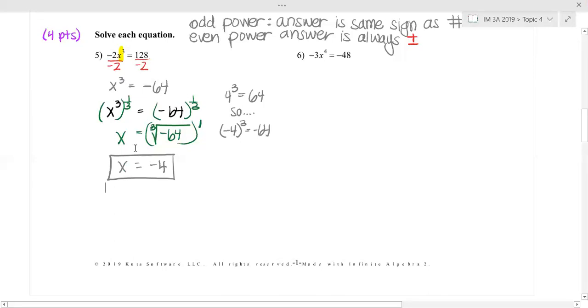So again, for number 6, when you do that, notice that it's the 4th power. So whatever value you get in your root, your answer will be a plus or minus for that one.